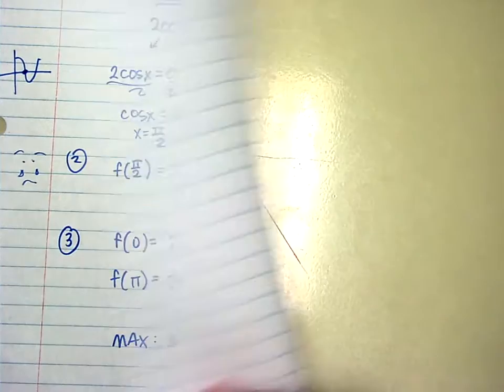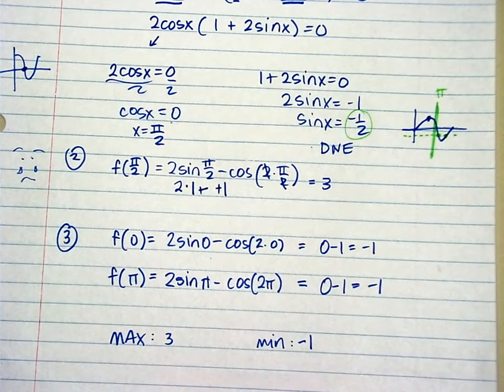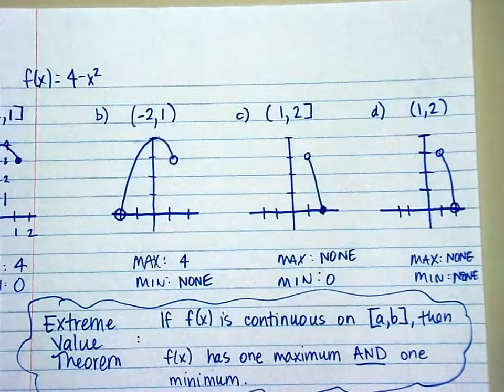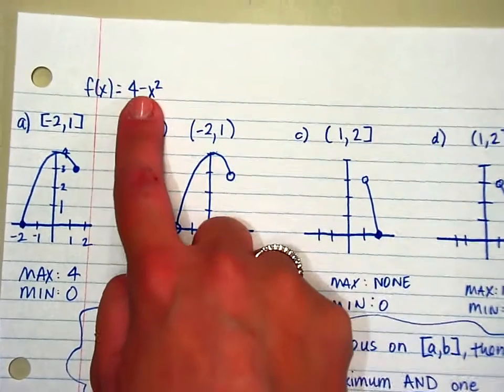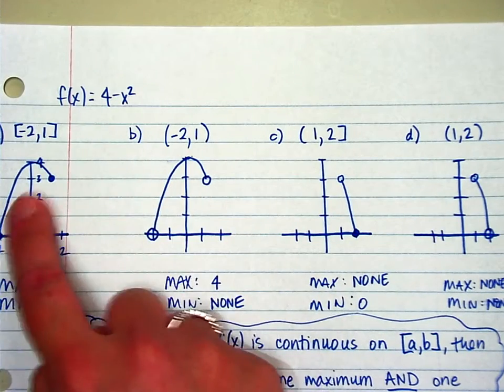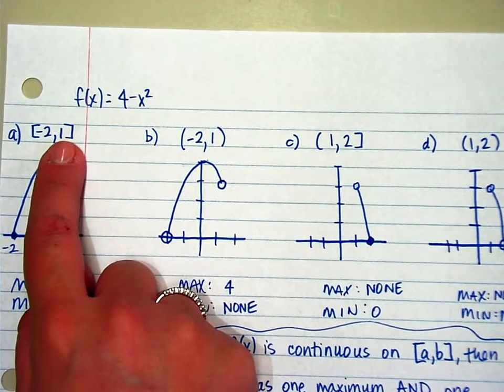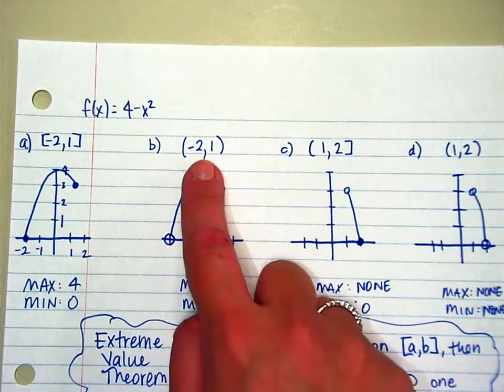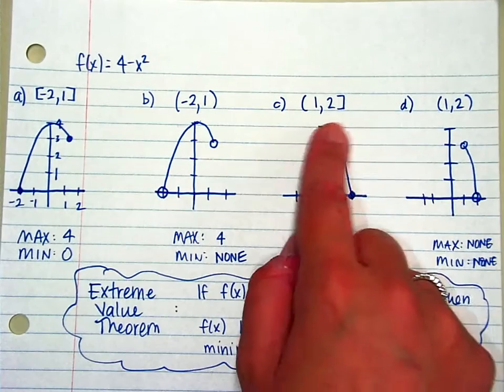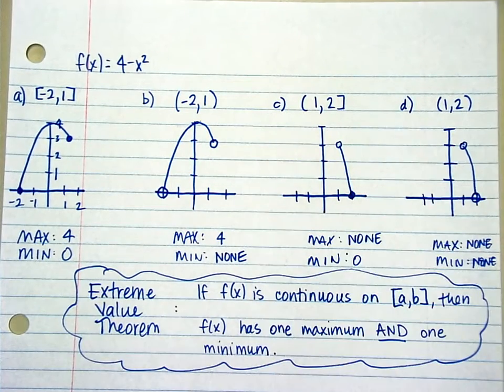Very last thing we looked at was the extreme value theorem. This is the third of the four theorems that we study. So we took this function 4 minus x squared and we graphed it over these four different sets of intervals. This one was -2 to 1 with brackets. Then we had -2 to 1 with parentheses, and we had 1 to 2 and 1 to 2 here. So a little bit different graph.